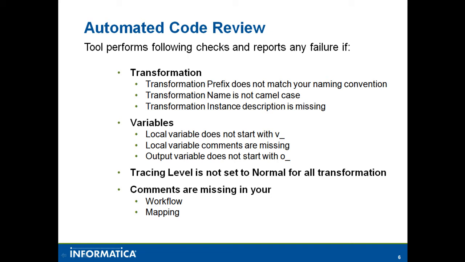Similarly, it will perform a tracing level check. This is one of the main problems when you migrate code from dev to test environment. If a developer forgets to remove the tracing level and doesn't convert it back to normal, then you have repercussions when running that code in test and prod environments. So this utility will automatically list out places where the tracing level is not set to the default option, which is normal. And similarly, it will check for comments and make sure there are comments in your workflow and mapping.